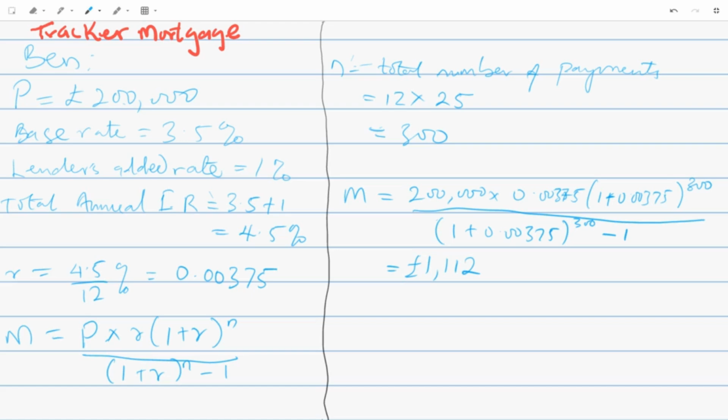But we should also note that if the interest rate, or let's say the base rate set by the Bank of England, should drop, let's say by 0.5%, the amount that Ben would have to pay will drop. However, if there's an increase by 0.5%, the amount that Ben will pay per month would also increase.